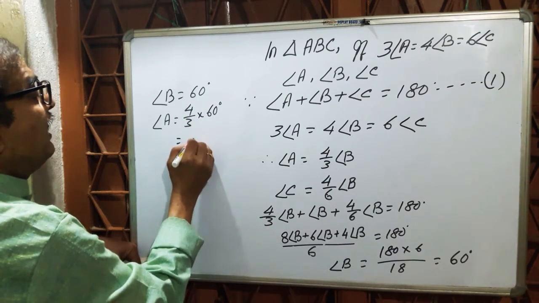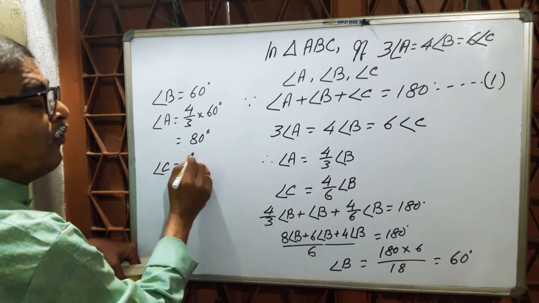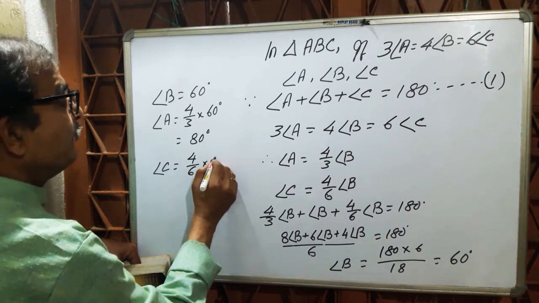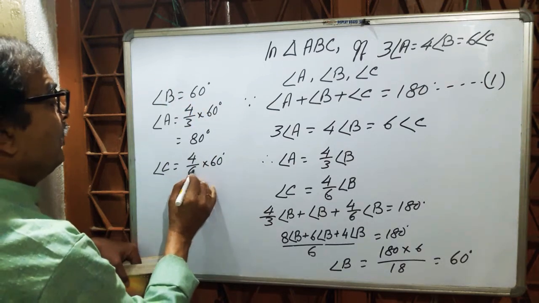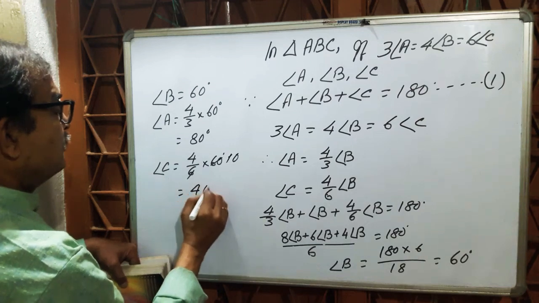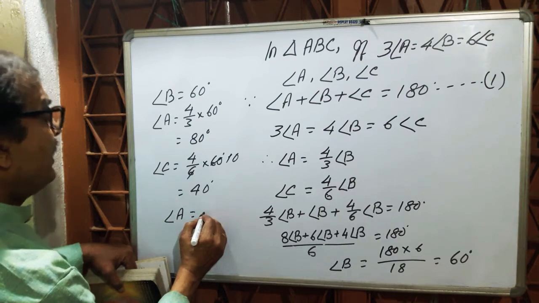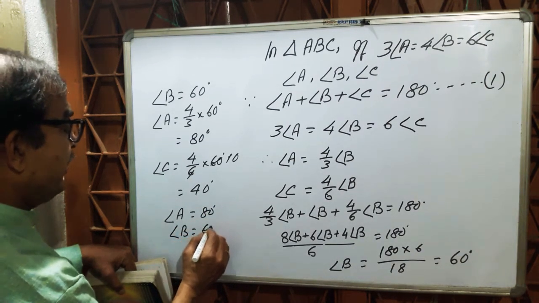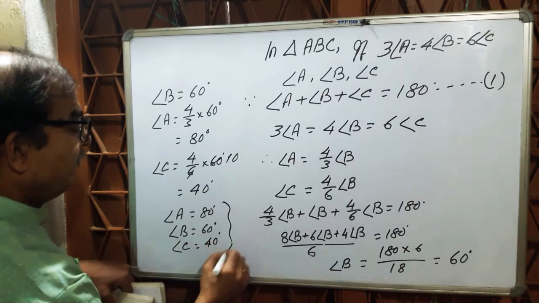Angle A equal to 80 degree, angle C equal to 4 by 6 into 60 degree. Why 60 degree? Because 60 degree is angle B. So you will get 40 degree. So angle A equal to 80 degree. Answer, angle B equal to 60 degree and angle C equal to 40 degree. Answer. Now the next question.